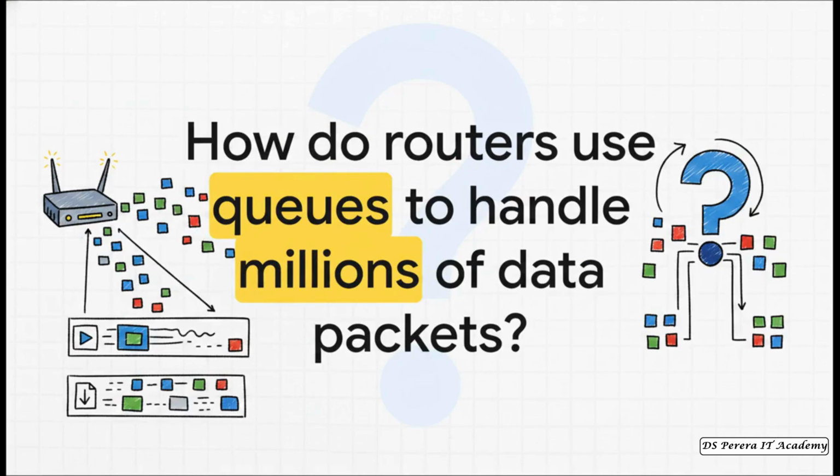So I want to leave you with one final thought-provoking question to chew on. Think about a network router. It's an insane environment handling millions of data packets every single second. Some of that data, like a video you're streaming, needs to be super fast and can't be delayed. Other data, like a big file download in the background, can afford to wait a little. So my question to you is, how do you think a router uses the very concepts of queues and priority that we've discussed today to manage all that chaos and make sure everything runs smoothly? That's something to really think about.